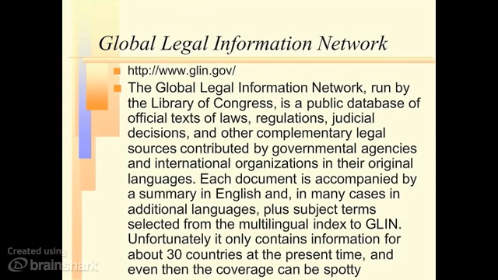GLIN is great. I know that sounds a little weird, but it's the Global Legal Information Network, and it's hosted by the Library of Congress. It's a database of official texts and laws, regs, judicial decisions, and other legal materials that are put up by or gotten from governmental agencies and international organizations. Very often they're going to be in their official languages, and there are going to be summaries of each thing in English, and often in other languages as well.